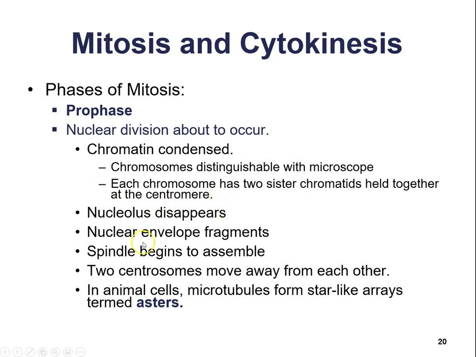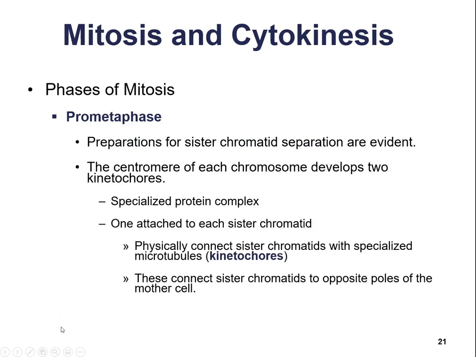What else is happening? The nucleolus will disappear. The nuclear envelope will start to fragment. The spindle will begin to assemble, okay? The two centrosomes will move away from each other because they're going to start moving to opposite ends of the cell. And in animal cells, you can see these asters that form, okay? All right, so again, I'll point all this out in the pictures. So let's just go over it in words. If you look at the pictures and the description that's there, it has all the information you need. The slides are just emphasizing that, okay?